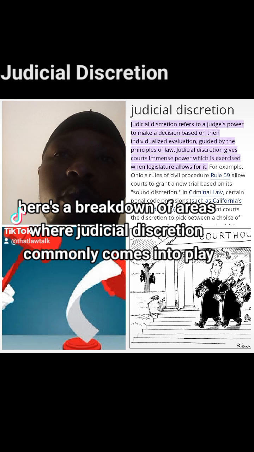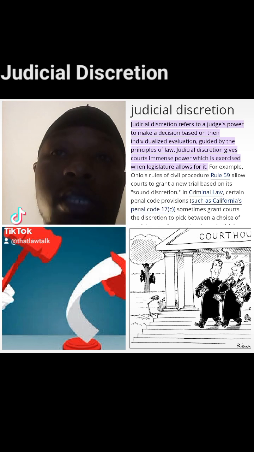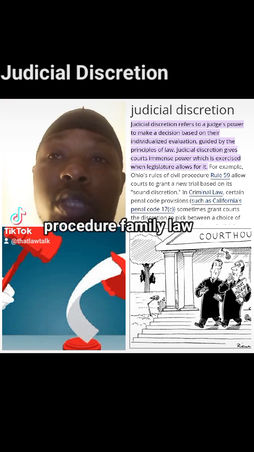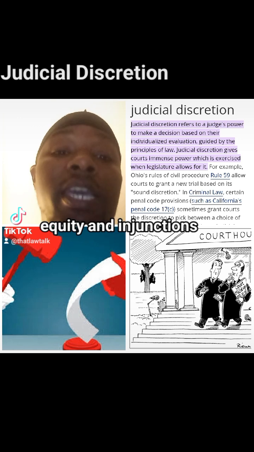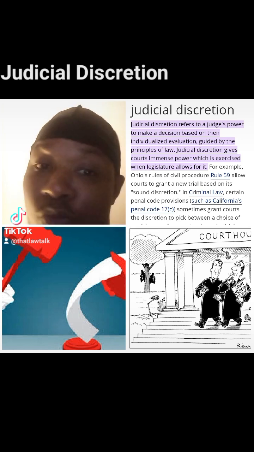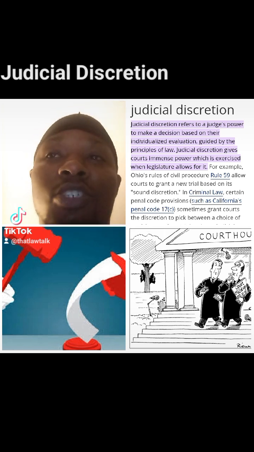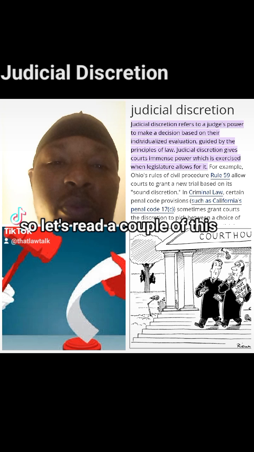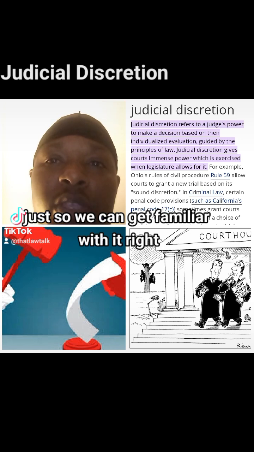Here's a breakdown of areas where judicial discretion commonly comes into play: sentencing, evidence, procedure, family law, equity and injunctions, interpretation of law, awards and damages, discretionary review, limitations on discretion. So let's read a couple of these just so we can get familiar with it, right?